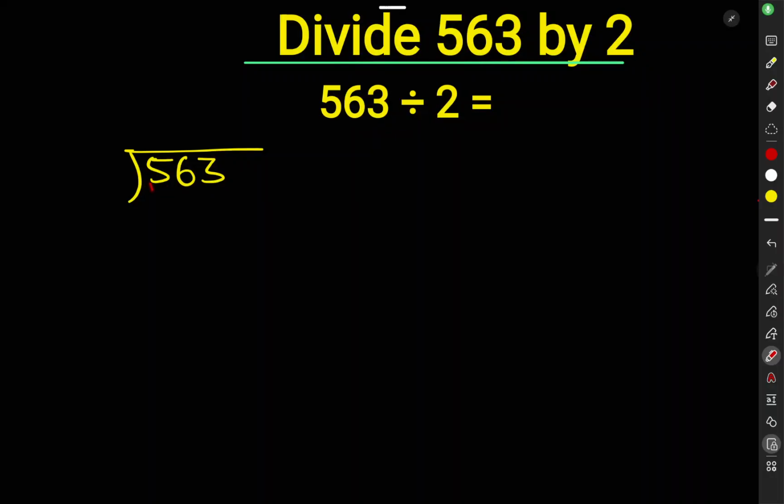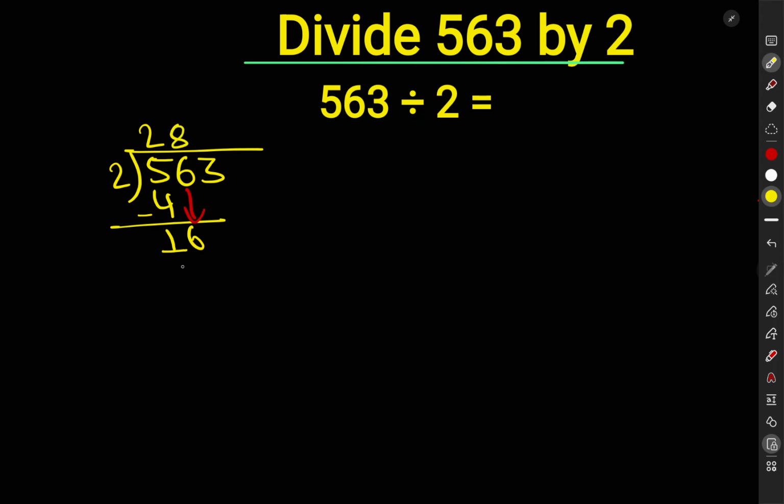We divide 563 by 2 in a long division method. 2 times 2 is 4. On subtracting we get 1. So now we put down this 6 and it is 16.